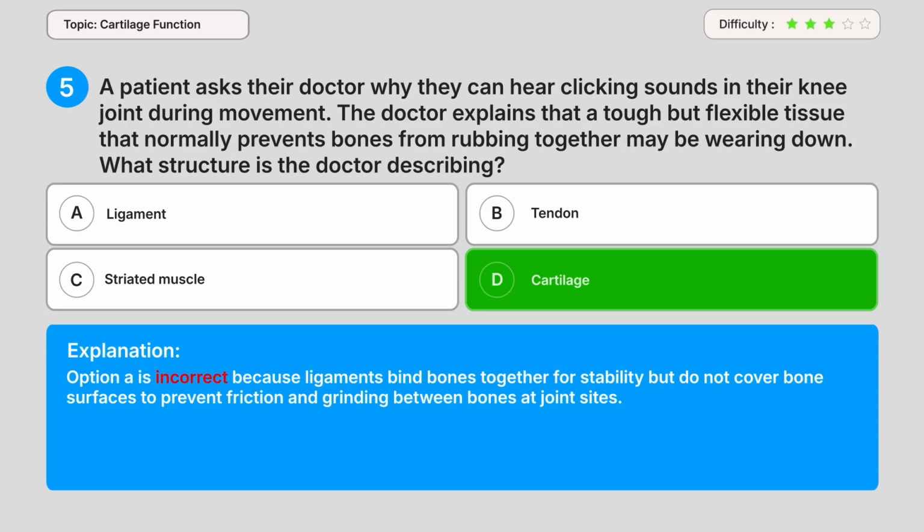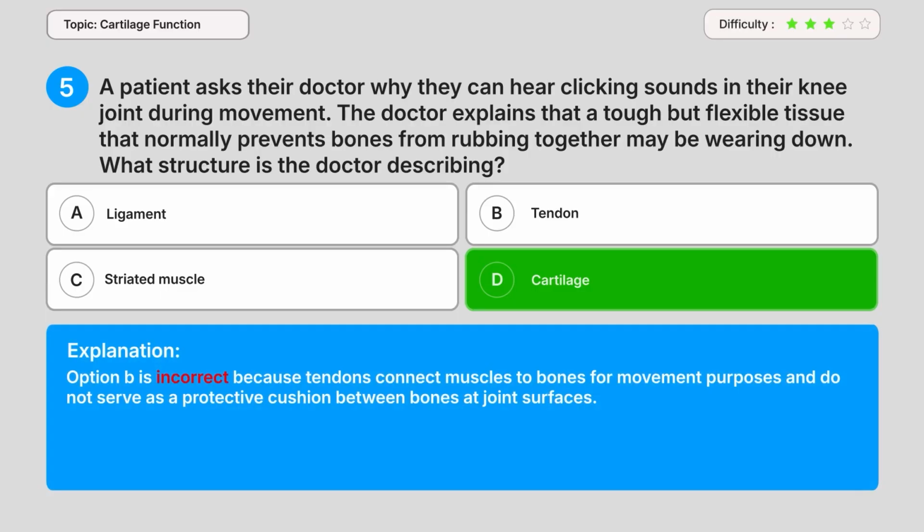Option A is incorrect because ligaments bind bones together for stability, but do not cover bone surfaces to prevent friction and grinding between bones at joint sites. Option B is incorrect because tendons connect muscles to bones for movement purposes and do not serve as a protective cushion between bones at joint surfaces.